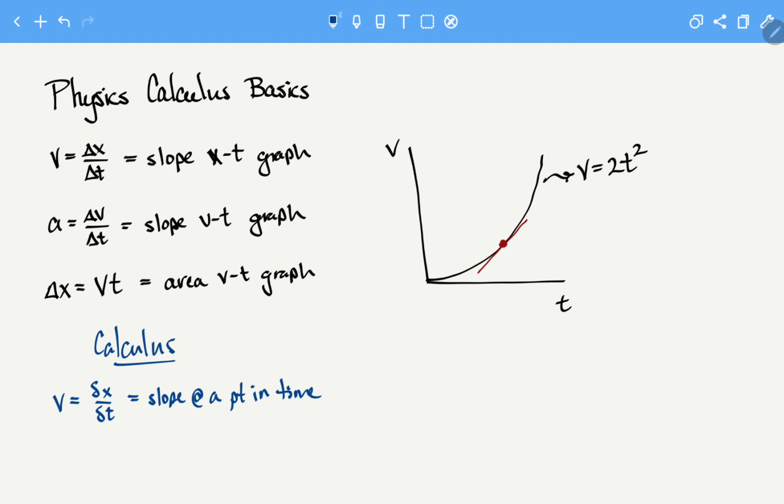And if we then ask what acceleration is, well, acceleration is dv/dt, because it's a small piece of our velocity at that point divided by a small piece of time.